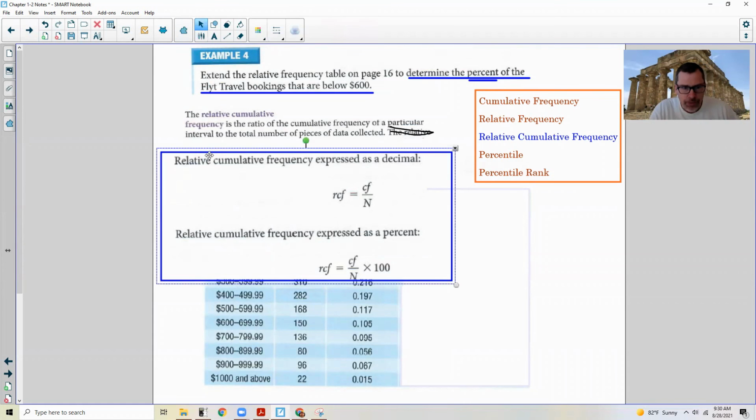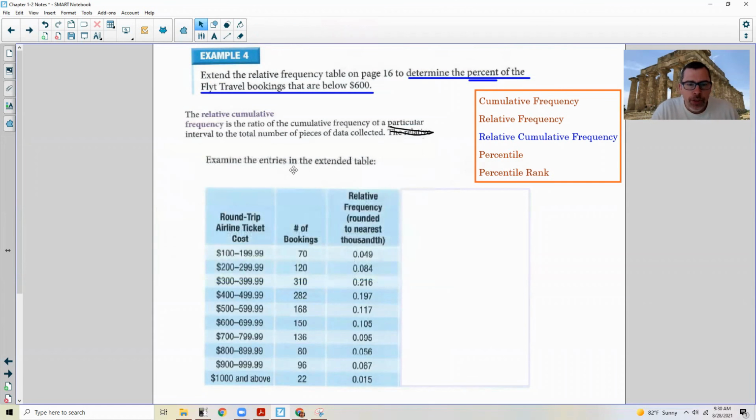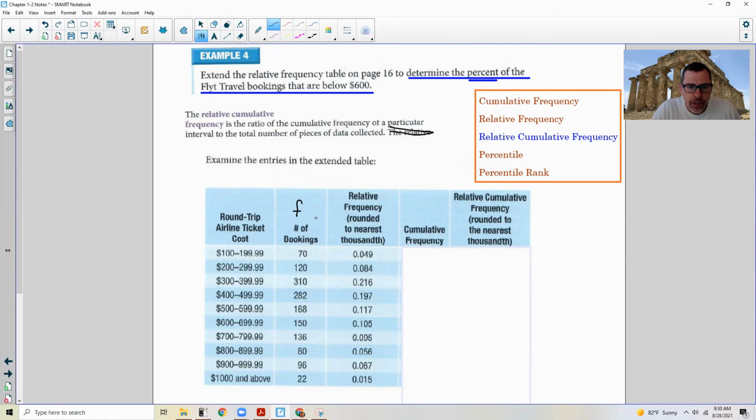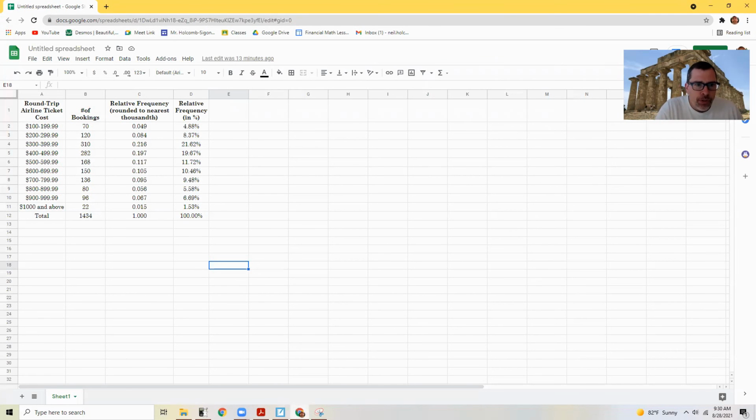So let me get the definition out of the way here. We want to examine the entries in the extended table. So what did they extend the table to? Okay, they extended it to a cumulative frequency. So this is our frequency F. So this was F originally. Now this is going to be CF, cumulative frequency. So I'm going to combine these and start adding them up. So if I go back to my spreadsheet now, all I'm going to do is call this cumulative frequency. I'd like to just copy over the previous one to get the cell stuff, the font and everything.